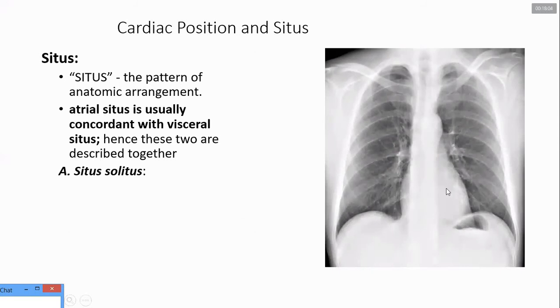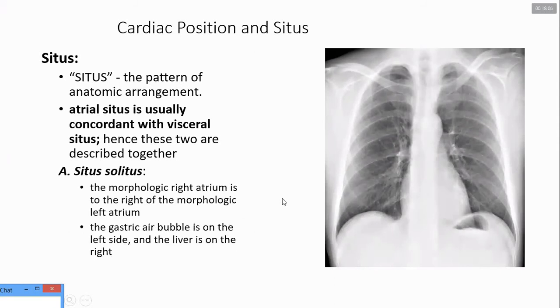Now situs. For situs, we always look at the status of the arterial or great vessels, because the arterial situs is usually concordant with the visceral situs. This is very important when there is a change in the position of the chambers, when there is dextroposition or dextrocardia. So always look at the status of the arterial situs, which is usually concordant with the visceral status.